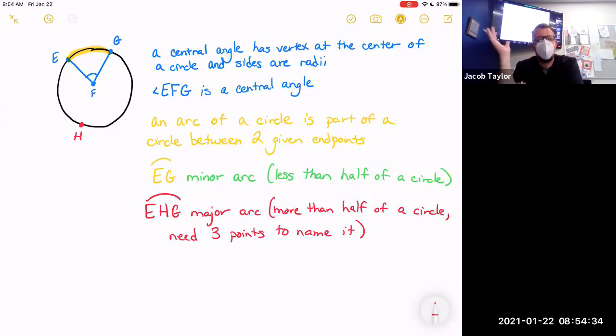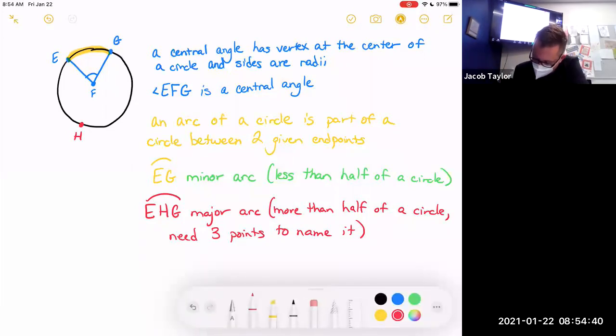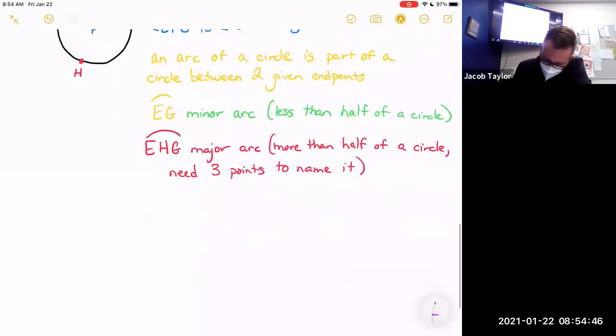So a minor arc is when it's less than half. A major arc is when it's more than half. What do you call it if it's exactly half? Semicircle. Very good, Ellie. Exactly half is a semicircle.